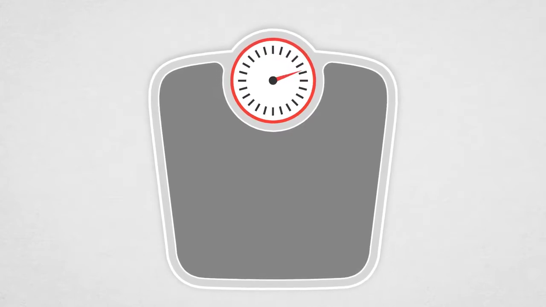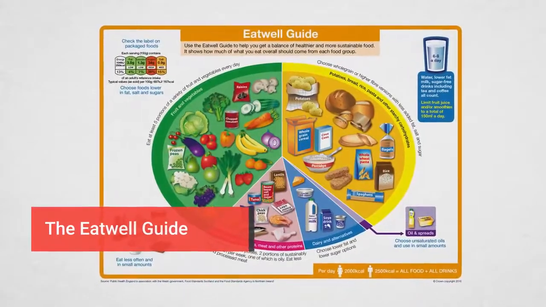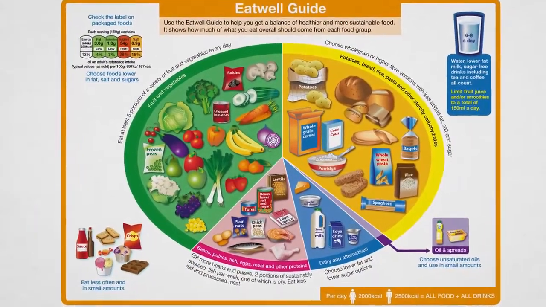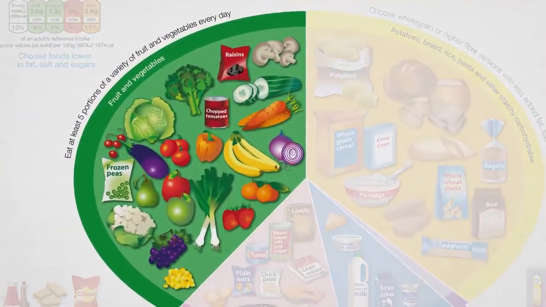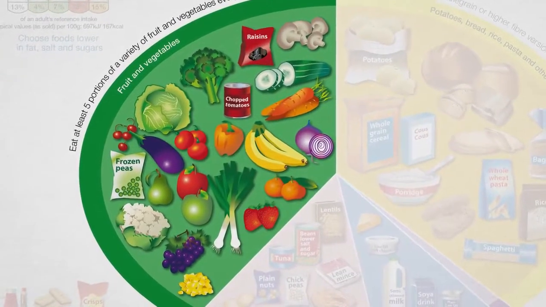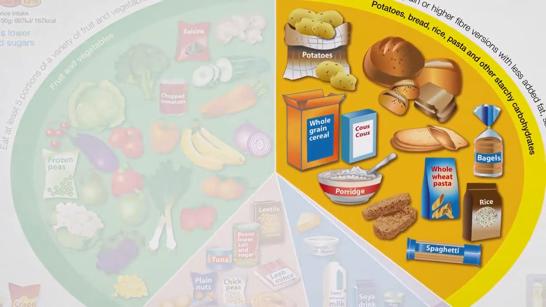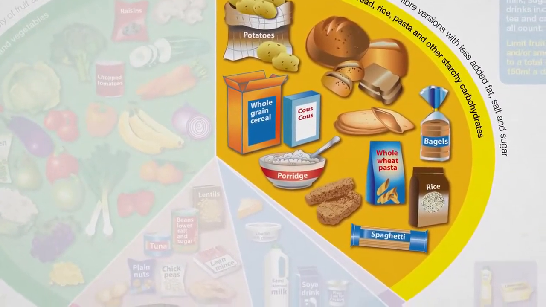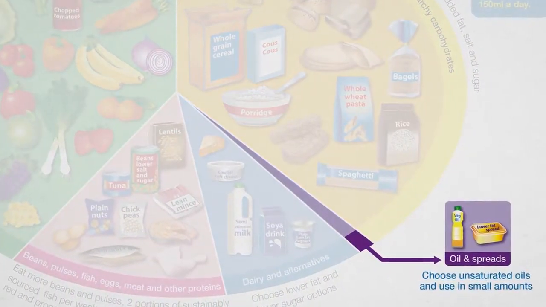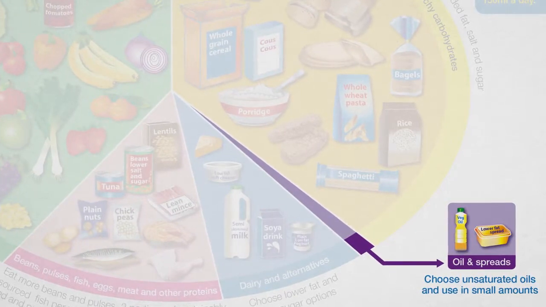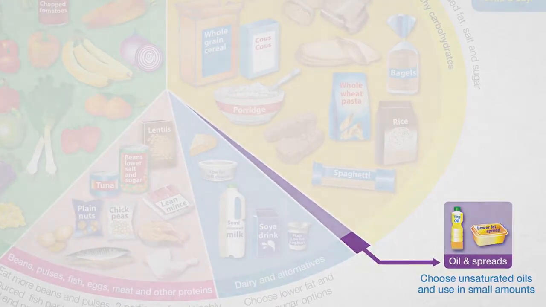To maintain a healthy weight, refer to the Eat Well guide. This encourages you to eat at least 5 portions of fruit and vegetables every day, with a higher focus on vegetables. Increasing fibre and whole grain foods while reducing saturated fats can also help you to maintain a healthy weight.